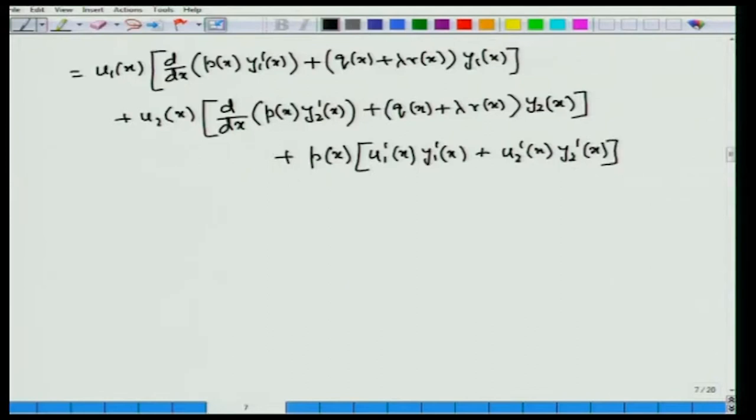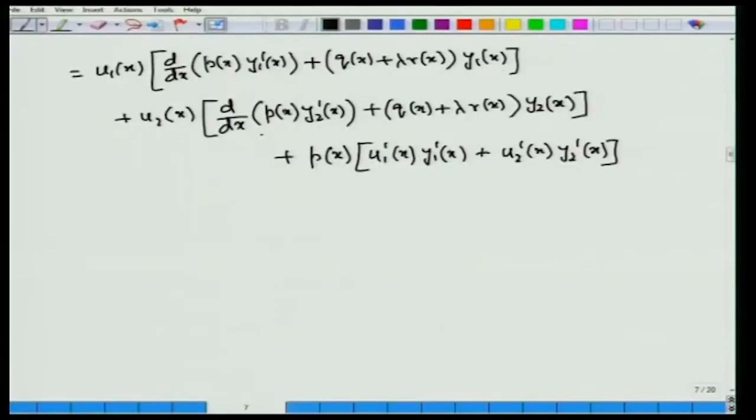Now, this expression, that is d/dx of p(x) y1'(x) plus (q(x) + lambda r(x)) y1(x), this entire expression is nothing but L y1. Now, y1 is the solution of the associated homogeneous differential equation, so this expression is identically equal to 0. Similarly, d/dx of p(x) y2'(x) plus (q(x) + lambda r(x)) y2(x), this is also equal to 0. So, ultimately this expression is nothing but p(x) times (u1'(x) y1'(x) + u2'(x) y2'(x)).